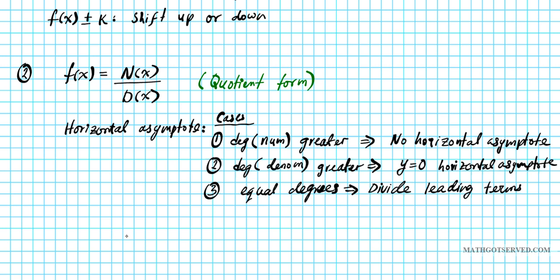Some other pieces of information. Vertical asymptote, how do you find that? The vertical asymptote is simply the zeros of the uncancelled denominator. Zeros of the uncancelled denominator.